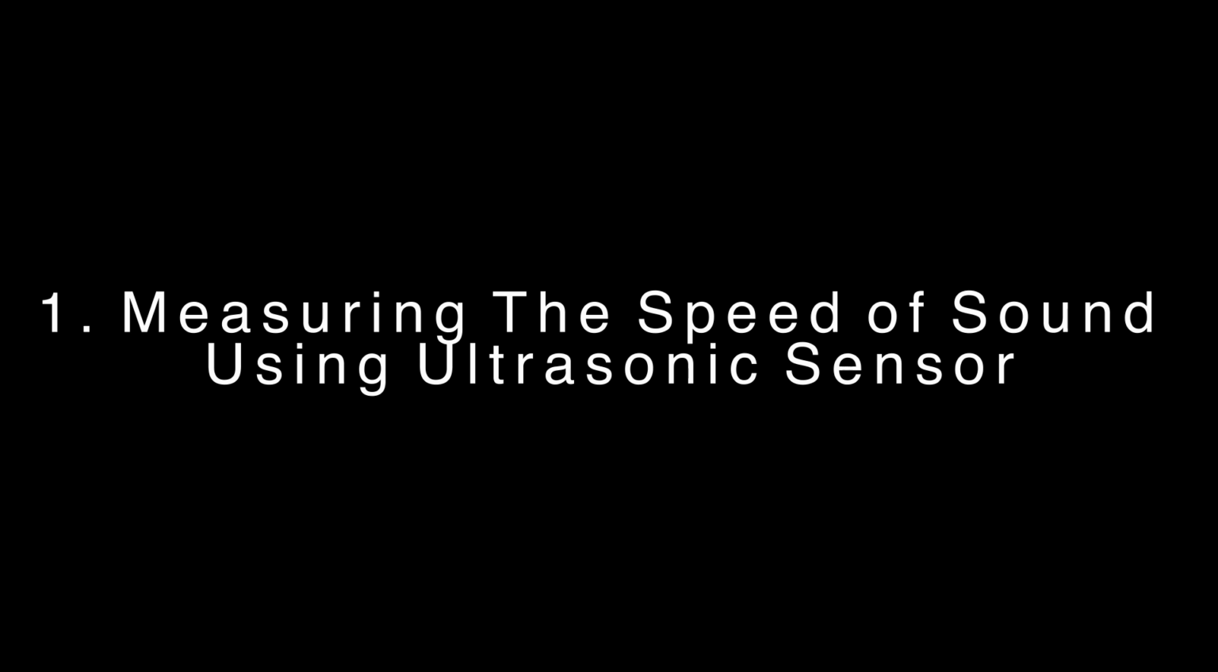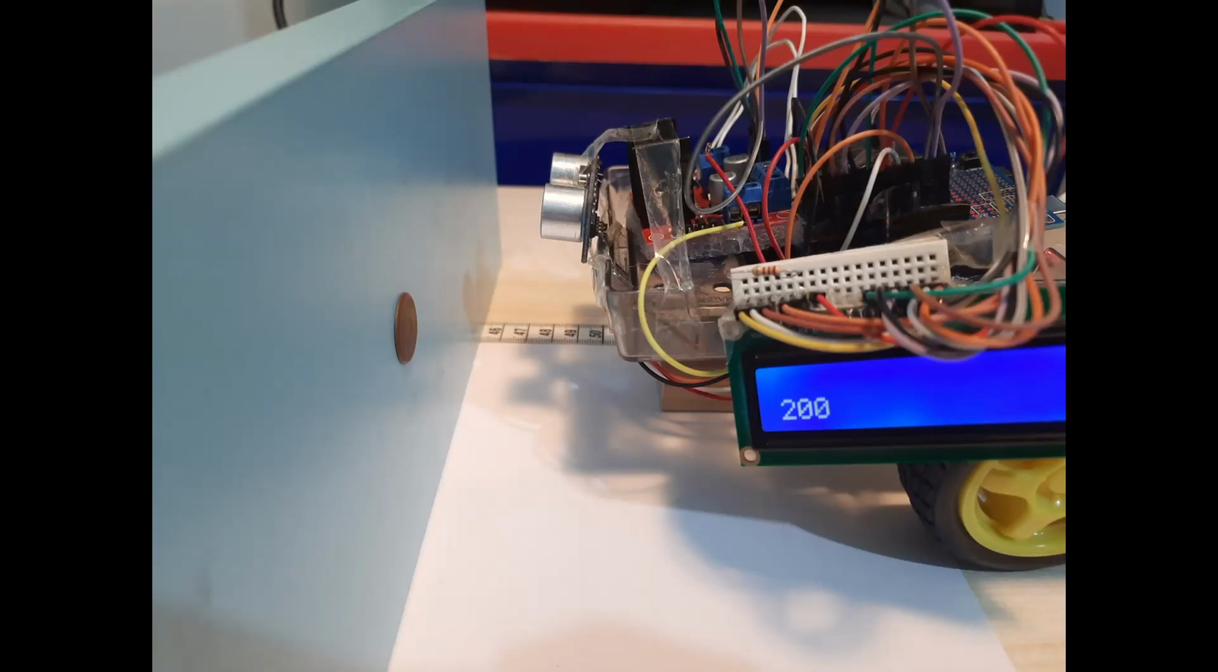First, I start with measuring the speed of sound using the ultrasonic sensor. Ultrasonic sensors work by emitting sound waves at a frequency too high for humans to hear, and then they wait for the sound reflected back and calculate the time difference between the two waves.